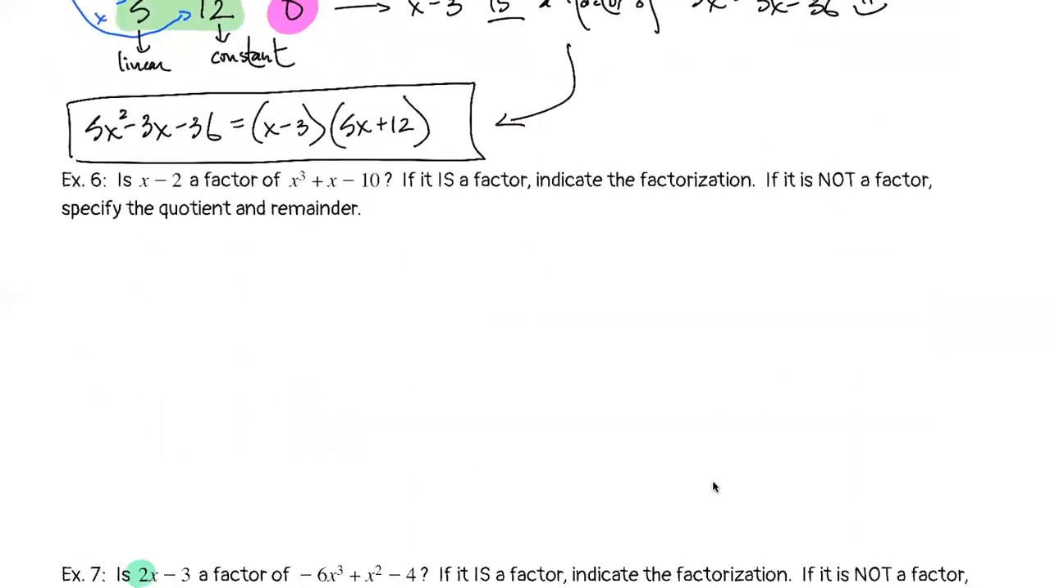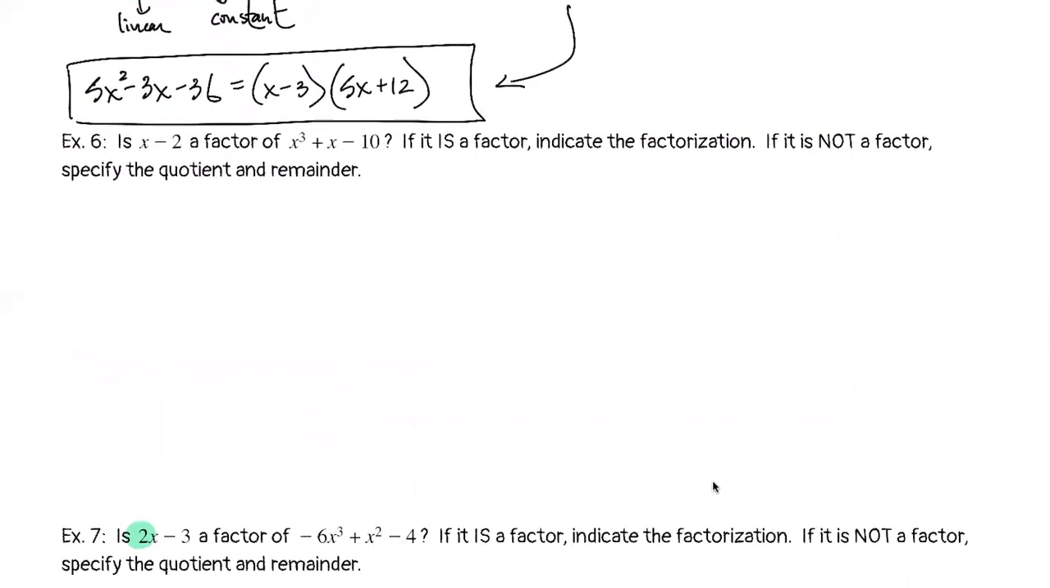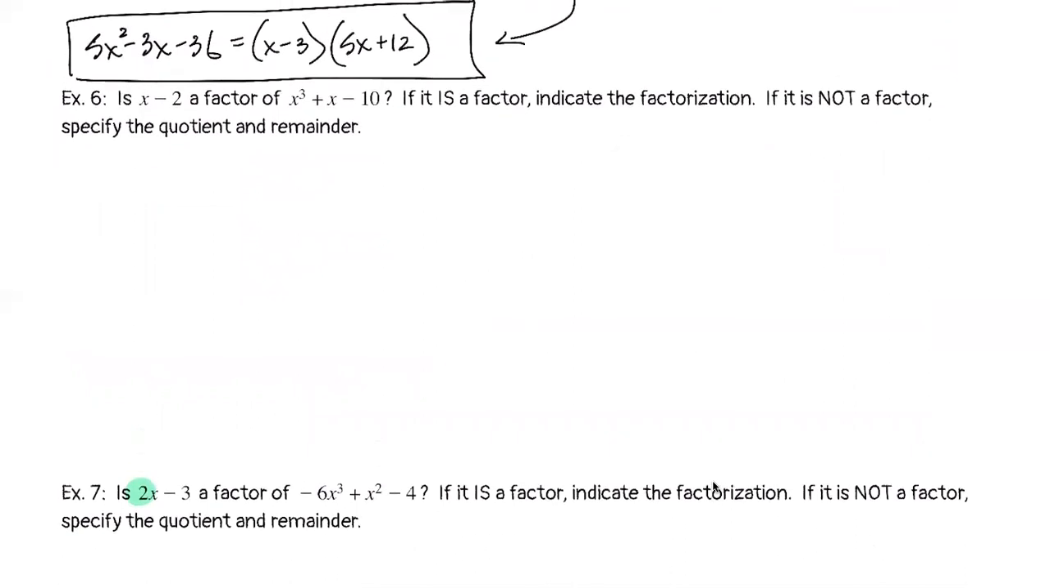All right, let's try another one. Is x minus 2 a factor of x cubed plus x minus 10? If it is a factor, indicate the factorization. If it is not a factor, specify the quotient and remainder. All right, so let's set up for synthetic division. We know that the number that goes inside of this is going to be the number that makes x minus 2 equal to 0. And I think that one we can kind of do mentally. If we put a 2 in for x, 2 minus 2 gives us 0, okay? And then we're going to pull the coefficients from our polynomial. So 1, 1, and negative 10, okay?